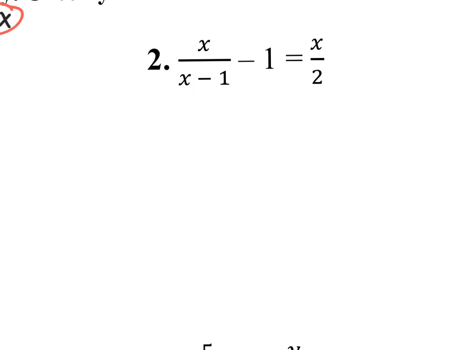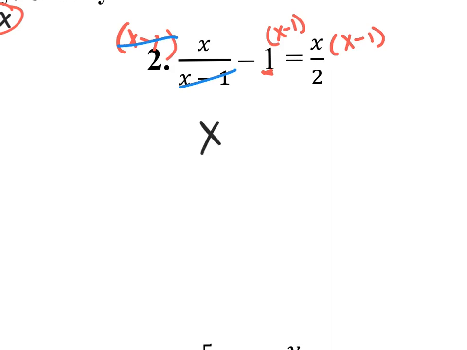So how would we do that? We'd get rid of that fraction by multiplying everything by x minus 1. Even this 1 right here, we're going to have to multiply it by x minus 1, and even this fraction, multiply by x minus 1. Everything is going to be multiplied by the denominator of the fraction you want to get rid of. So yes, the x minus 1 up on top cancels with the x minus 1 on the bottom. What's left over? Just an x.